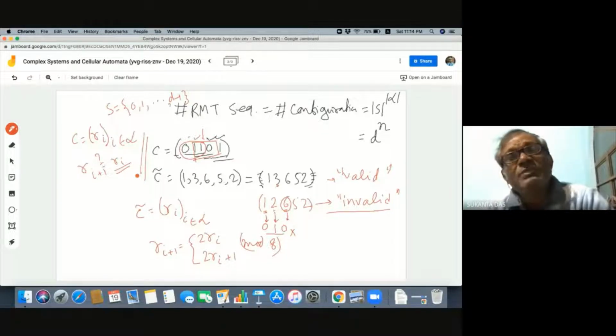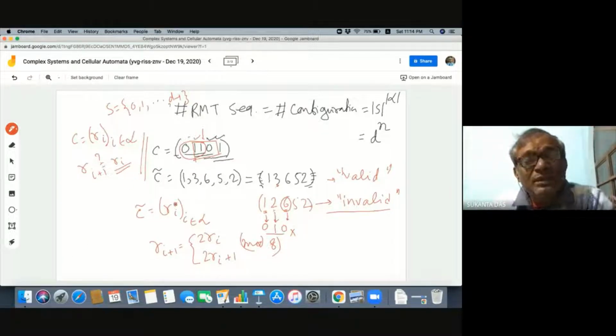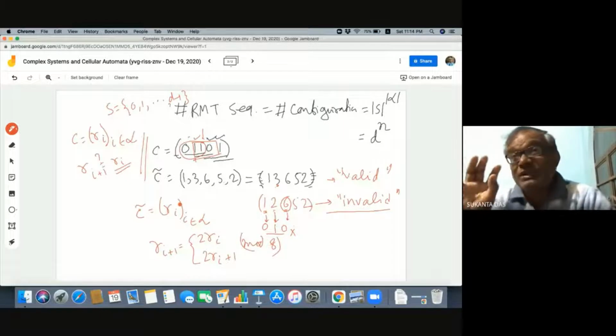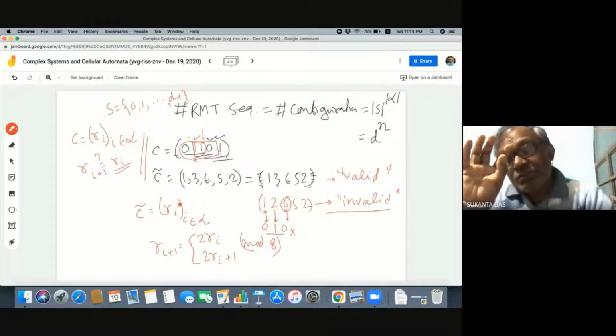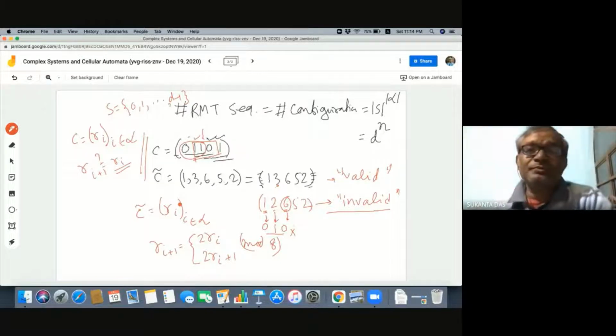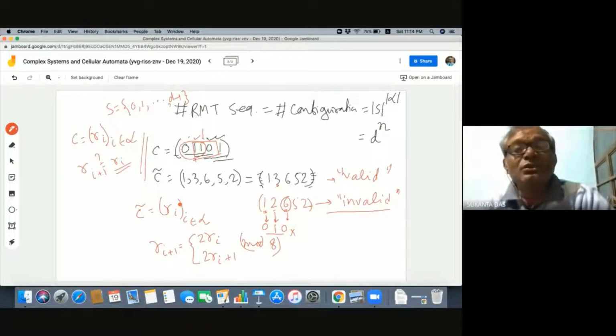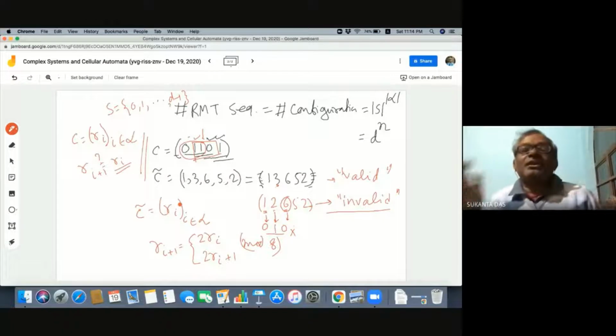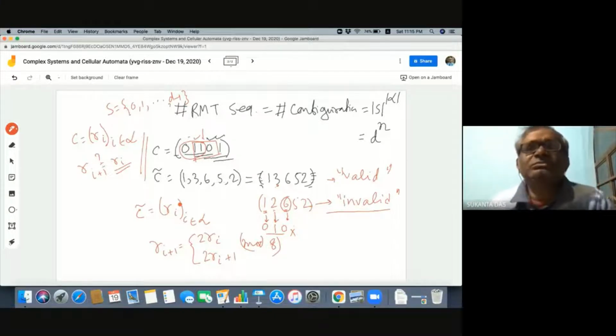How can I form the RMT sequence? From a given configuration I can get the RMT sequence. But if you ask me to construct the RMT sequences, it is also possible from the relation between Ri plus 1 and Ri. How? I'm giving you an example.